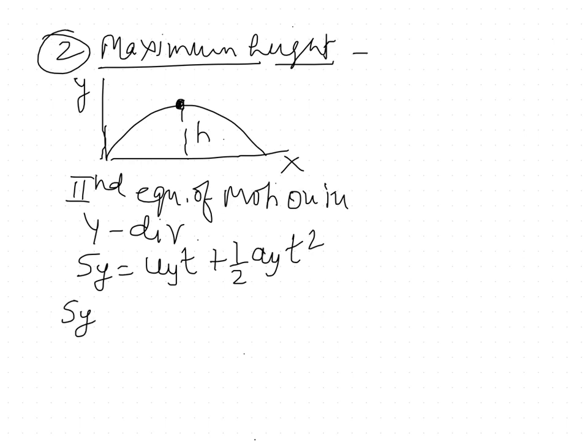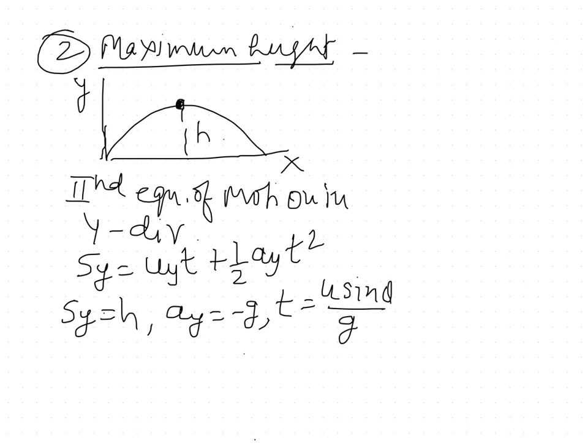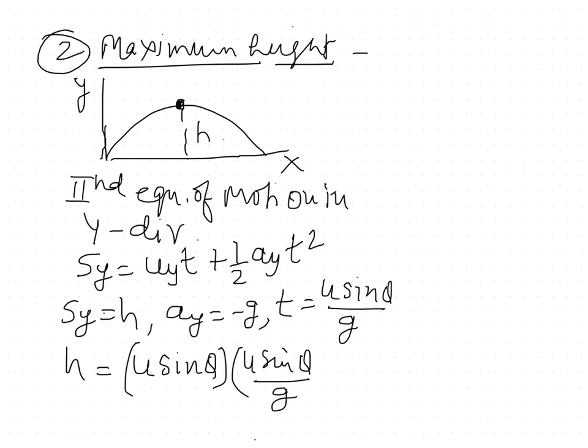Now we place the values: Sy equal to h, we take it as height h, uy is equal to u sin theta, ay equal to minus g, and time taken is t equal to u sin theta upon g, that is half of the total time of flight, small t is equal to T by 2. So by placing these values, we get Sy equal to h, uy u sin theta, and t is equal to u sin theta upon g, minus half g t square.